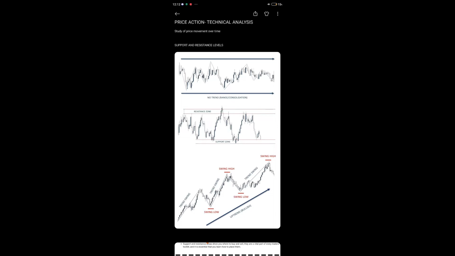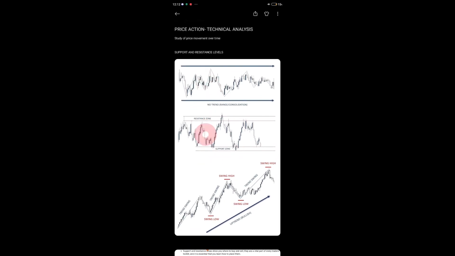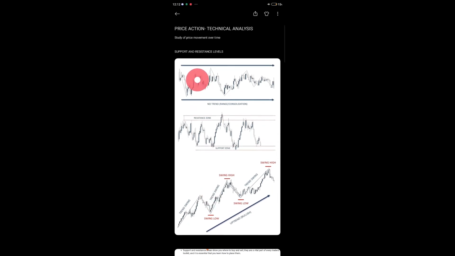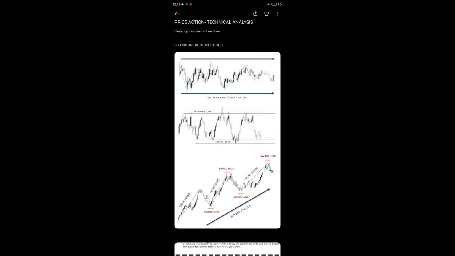In your charts, you'll find charts looking like this, and like this. Charts like this are called ranging charts or consolidation. Basically, they mean that there is no trend. And charts like this mean there is a trend. This is a bullish trend, or an uptrend. You can find another one going downwards. That's called a bearish trend or a downtrend.